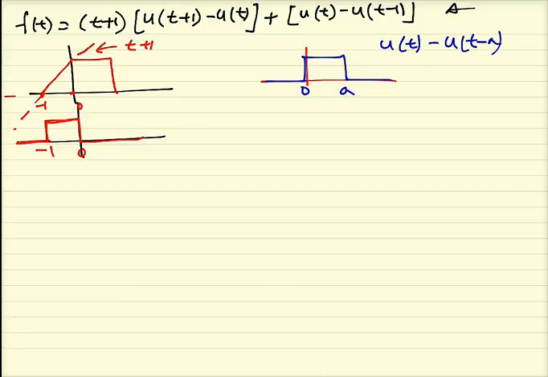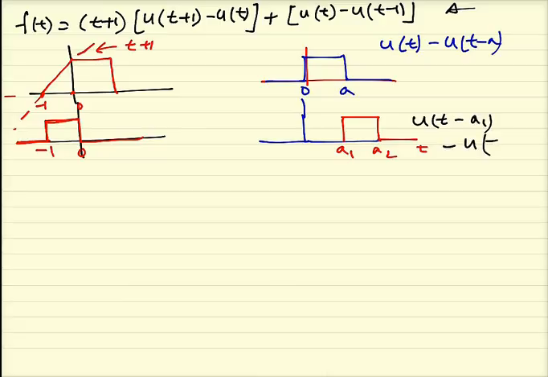Similarly, if you have a pulse, suppose from A1 to A2, what should you write? You should write u(t minus A1) minus u(t minus A2), starting at A1 and ending at A2.